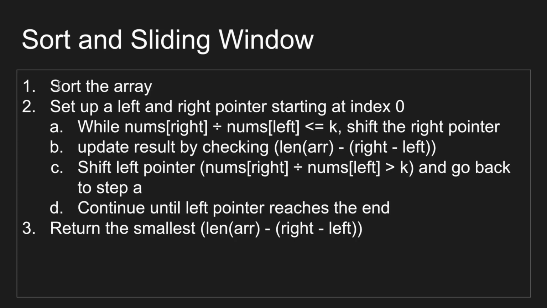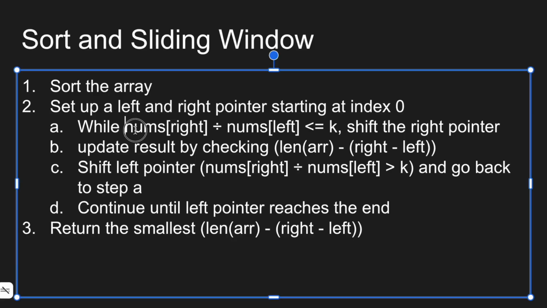So to solve this problem, we can first sort the array, and then we will set a left pointer and a right pointer both starting at index 0, and we will check if nums of right divided by nums of left is less than k, and while that's true, we will shift the right pointer. Once this is no longer true, then we will update the result by checking if the length of the array minus the right minus left pointer is less than the current result, and if it is, then we will update it. After that we will shift the left pointer by 1, because this would be true once this is no longer true, so that's why we need to shift the left pointer 1 time, and then we will go back to the first step again, and we will repeat this over and over again until the left pointer reaches the end, and then we will return the smallest value of this formula that we have calculated.